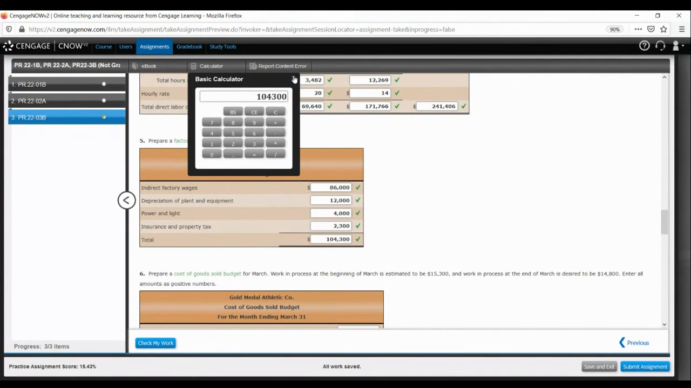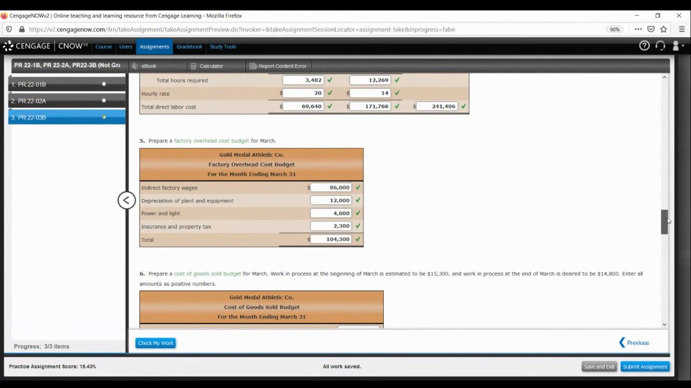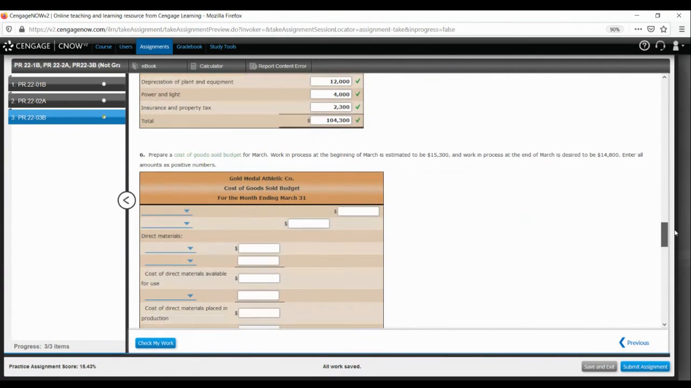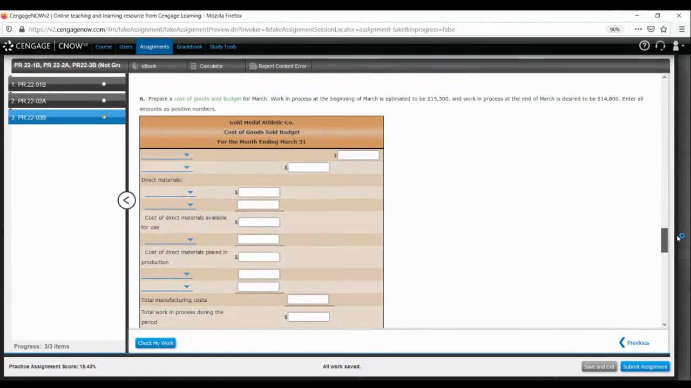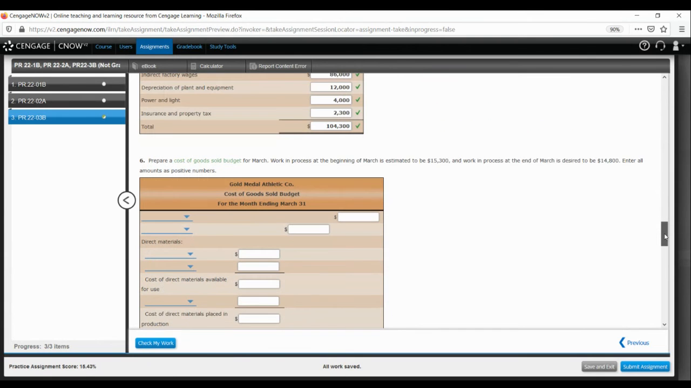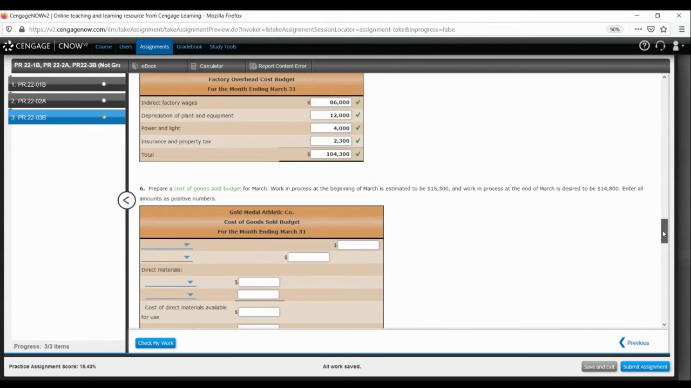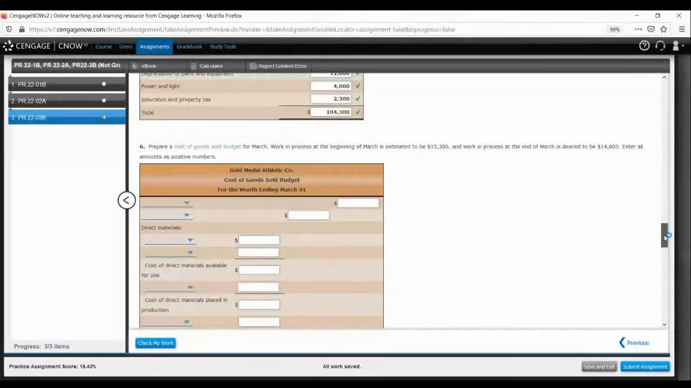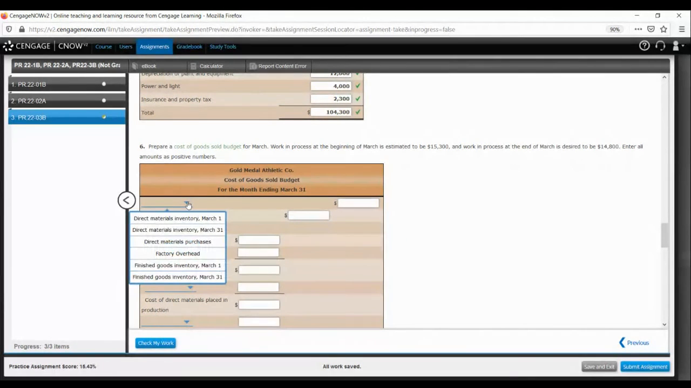All right, and the last budget that we're going to prepare tonight is the cost of goods sold budget. And this budget is made up of the previous budgets. Remember, you have to prepare your budgets in order. And the cost of goods sold is going to start with what we call the beginning amount of finished goods inventory.